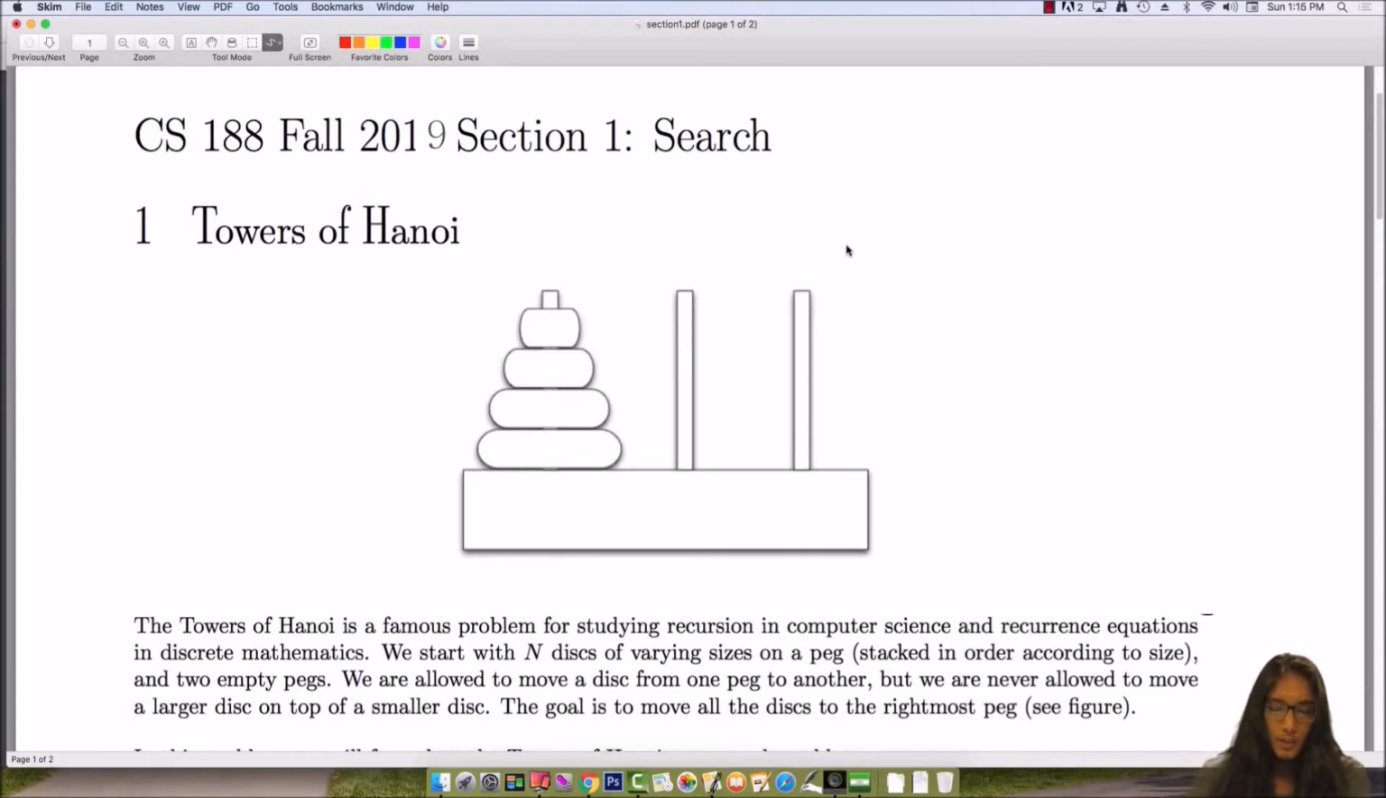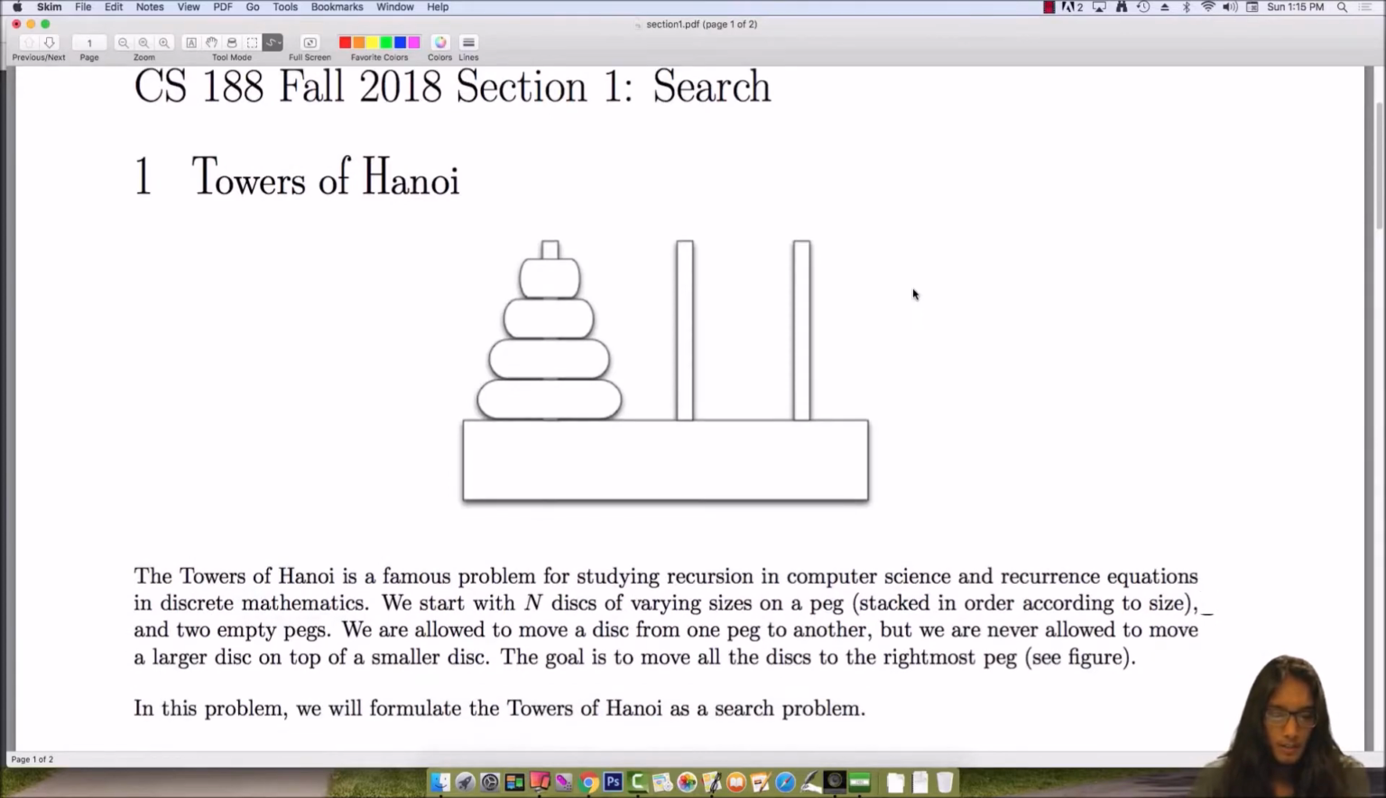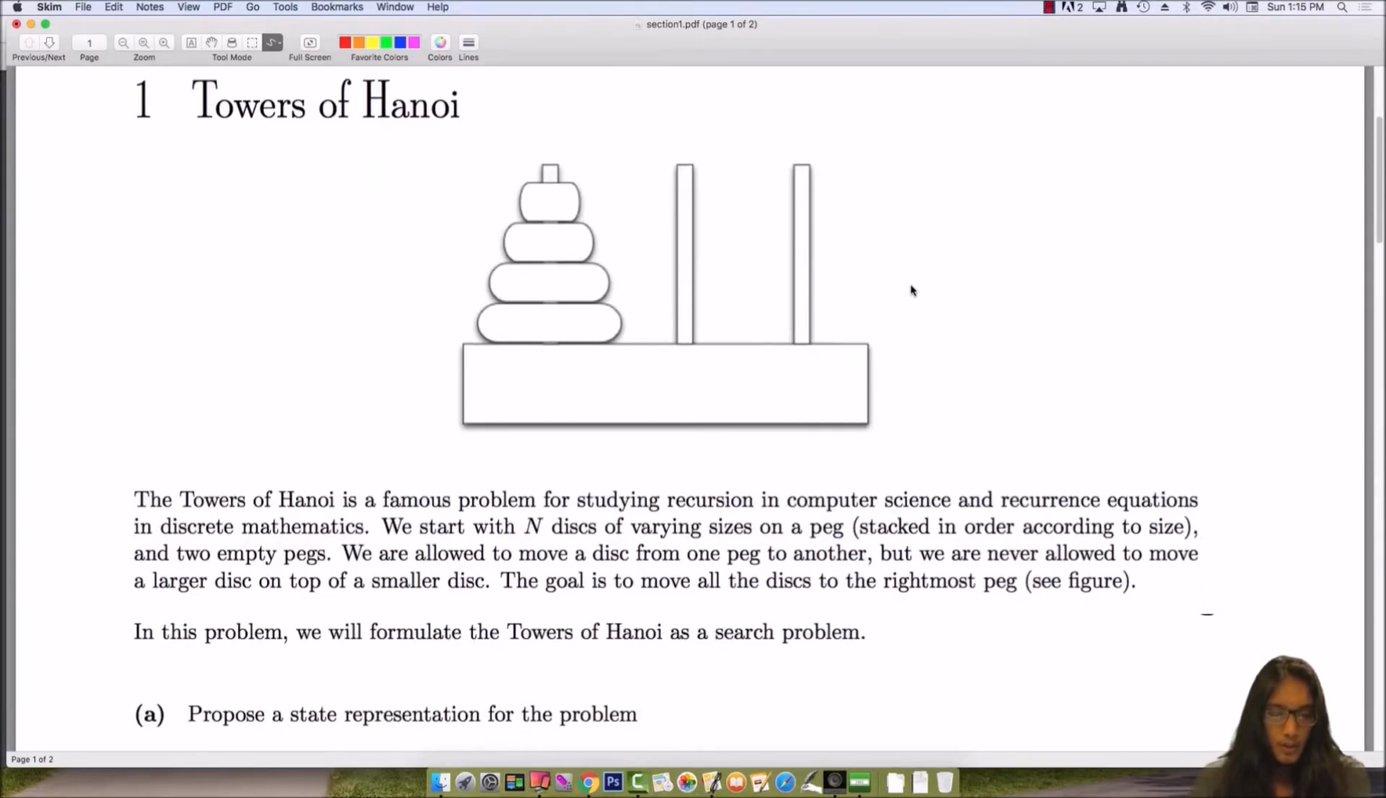So let's just get started with the first worksheet problem, which is Towers of Hanoi. We can take a look at the description down here. Basically, for those of you who are not familiar with the problem, the way it works is, you have these three pegs, kind of like what you see in this image, and then you have these donut-shaped objects which you can put on top of each of these pegs.